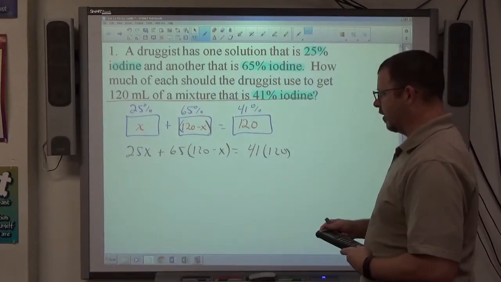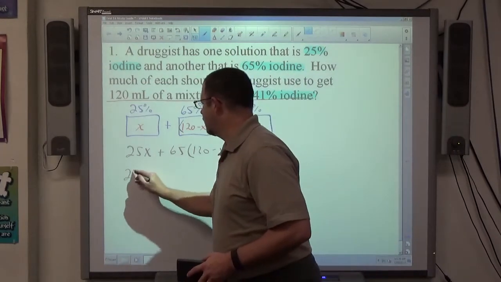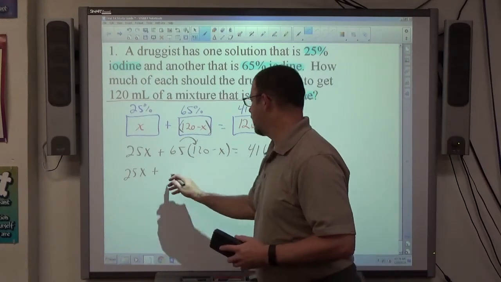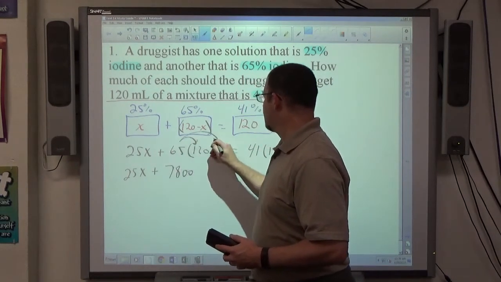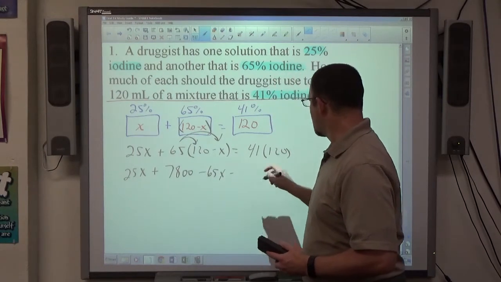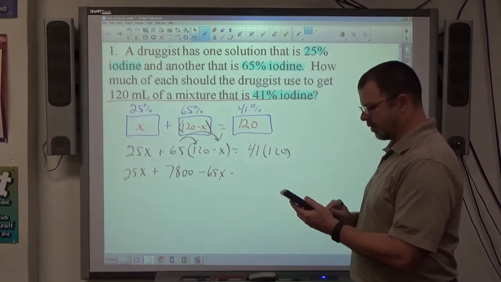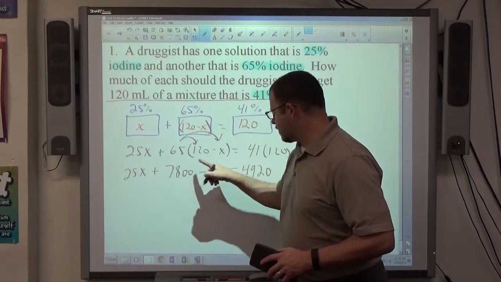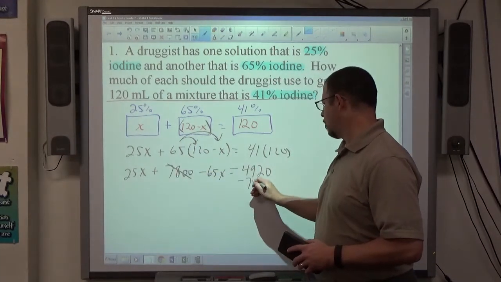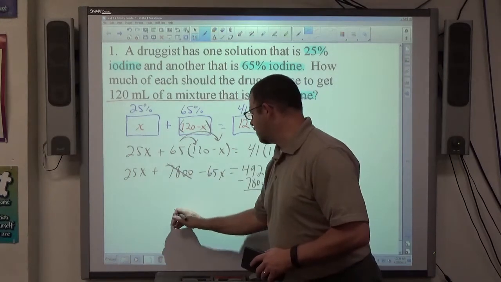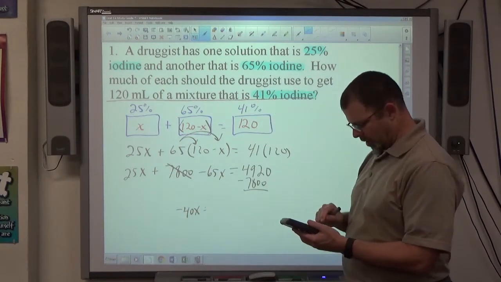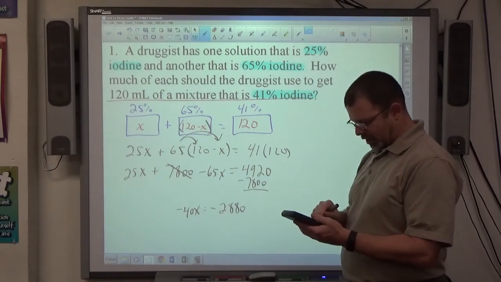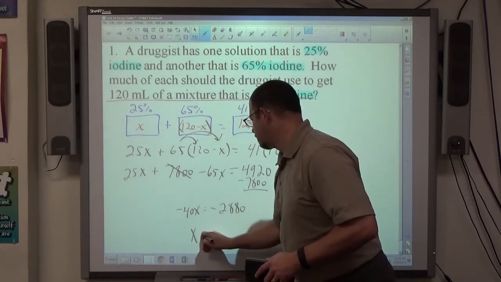Use calculator as necessary to evaluate stuff. 25x is fine. If I do 65 times 120, my calculator says that equals 7,800. 65 times minus x makes minus 65x. Then 41 times 120, my calculator says is 4,920. So I'm going to put the 7,800 over here. 25x minus 65x is negative 40x, and 4920 minus 7,800 comes out to negative 2880. Dividing both sides by negative 40 gets me an answer of 72.